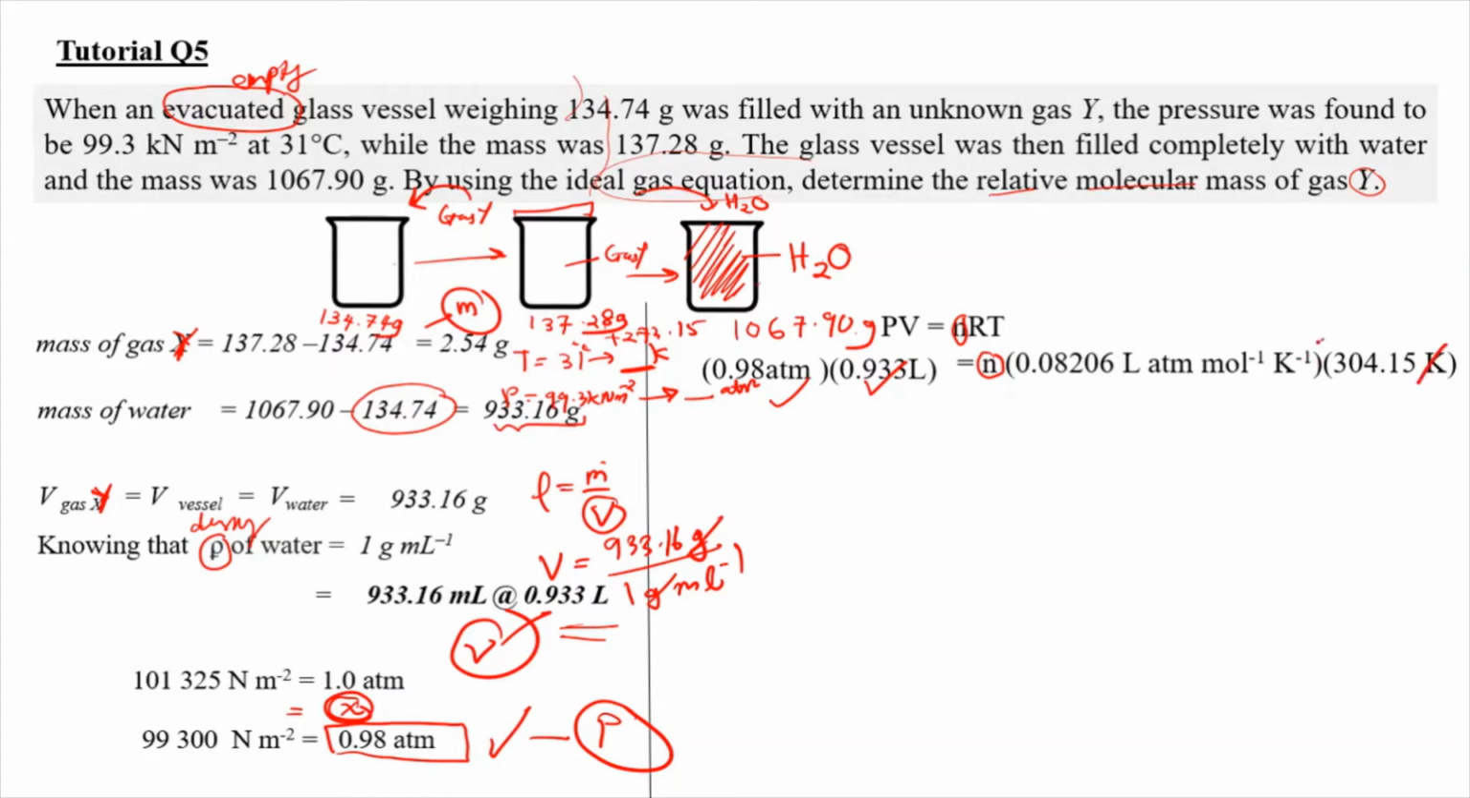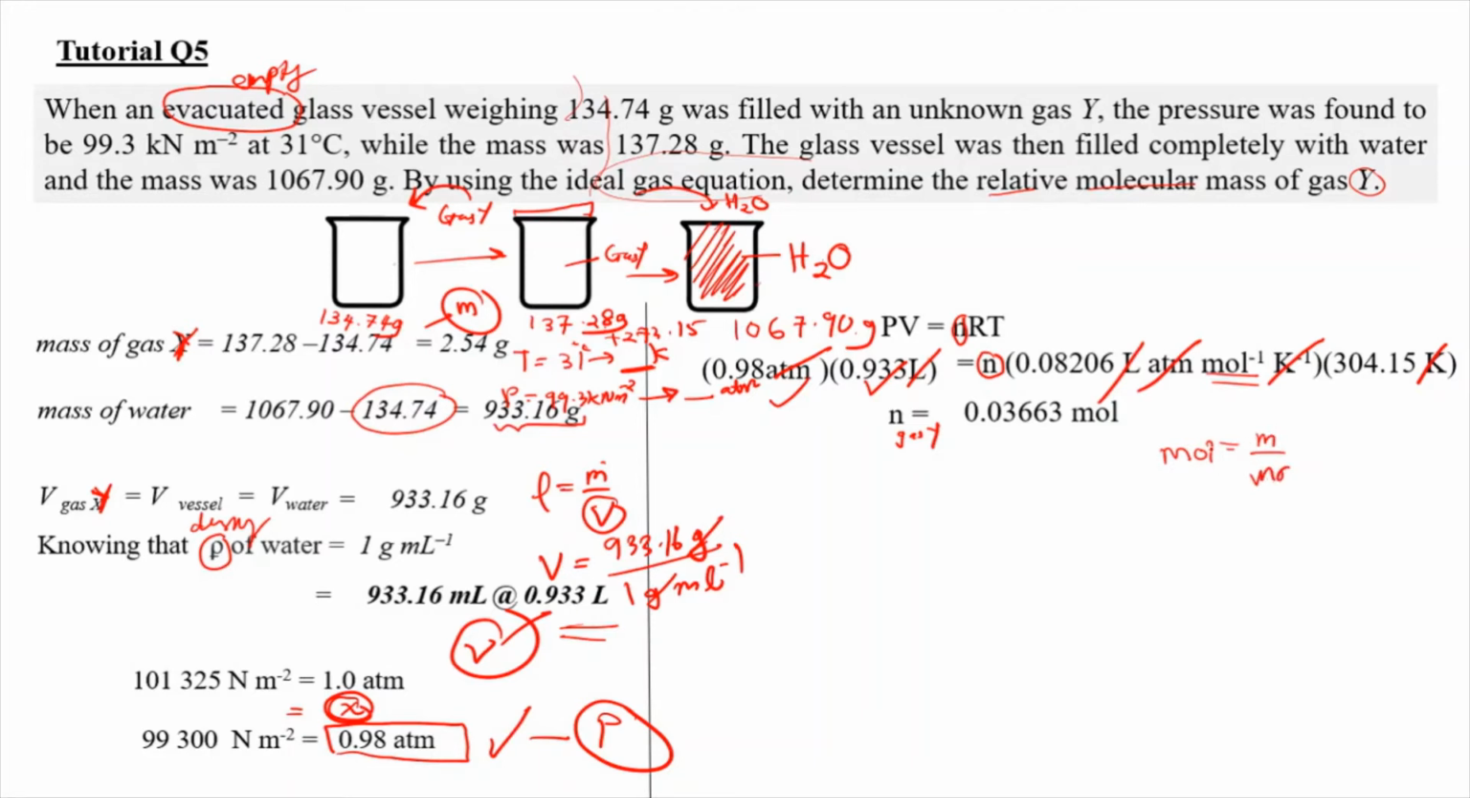So Kelvin and per Kelvin can be cancelled out. And then liter and liter are going to be cancelled out. Atm and atm are going to be cancelled out. And what we're going to be left with is the unit of mole here, so it refers to the number of mole. So once we do the maths, we're going to get the number of mole of the gas Y to be 0.03663 mole.